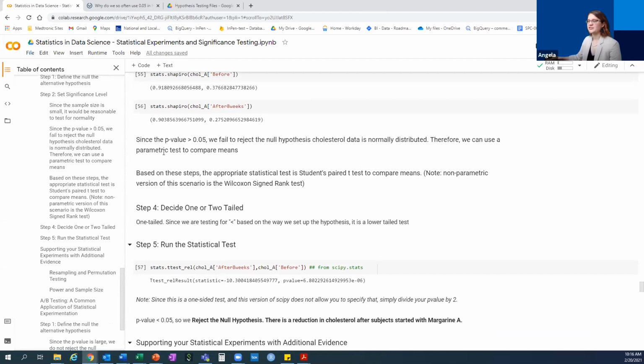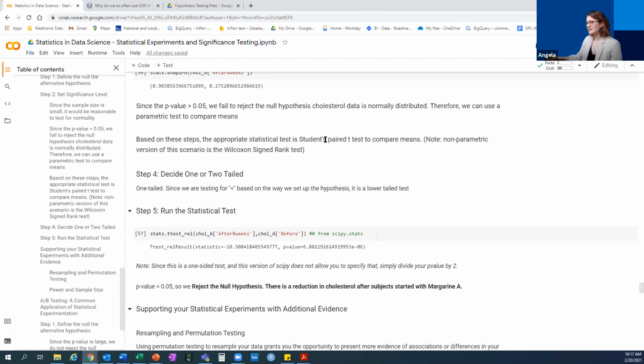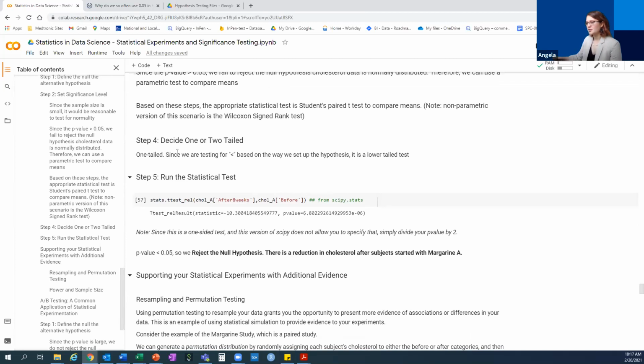Therefore, we can use a parametric test to compare means. So given these, we'll use a student's paired t-test to compare these means. Note, if any of your assumptions had failed in this case, you would use the Wilcoxon signed rank test. So now, since we're specifically testing for a reduction in cholesterol, we're dealing with a one-tailed test this time. And it's a lower tailed test because of the direction of the inequality being less than.